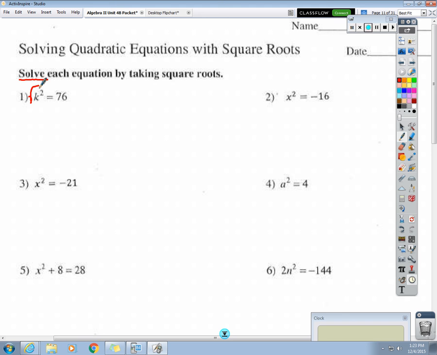Square root it. Okay, remember we would have only divided it had it been multiplied by 2, but it's squared, so we square root it. They cancel each other out, but whatever you do to one side, you have to do to the other. So what is the square root of 76? Type it in.